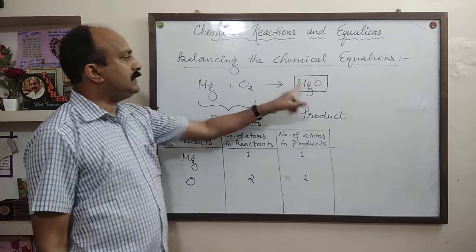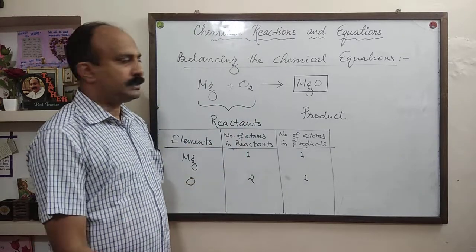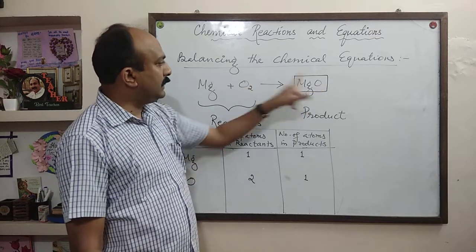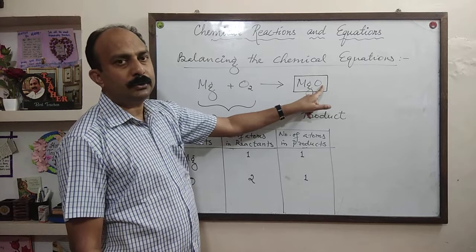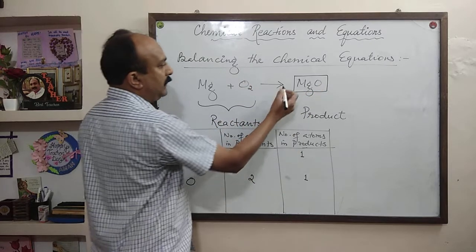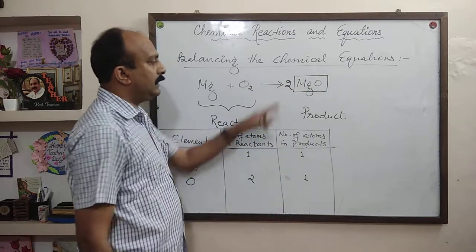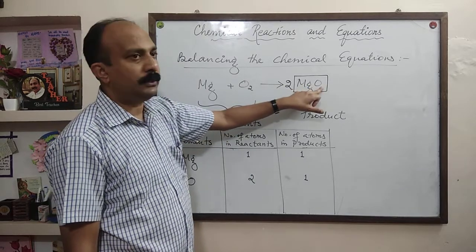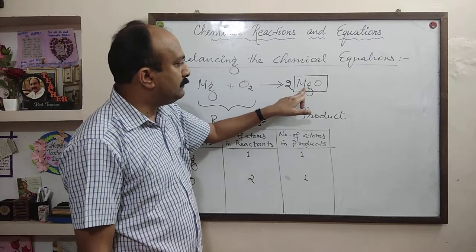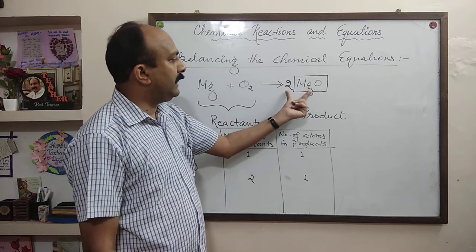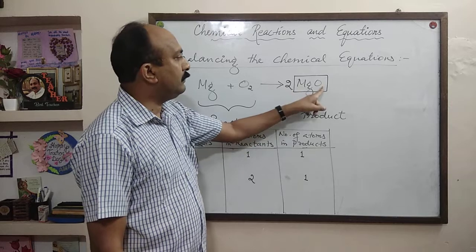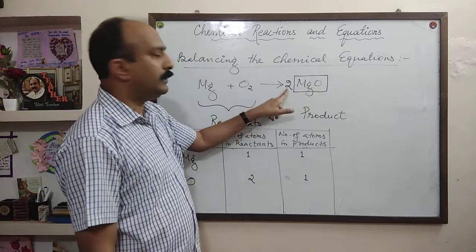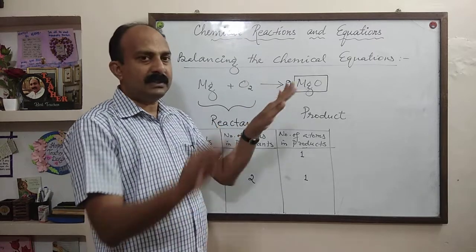Now, let's see. Mg, right on both sides, equal. O2 and O1, this is the problem. Here it is 2, here it is 1. So how can we make it also 2? As I told you, a number can be given only on its left side. Okay, I am giving 2 here. So now how will you count the number of atoms of Mg and O? This 2 is applicable for both Mg and O. Now what is the number of Mg atoms? 2. What is the number of O atoms? Also 2. Here it is O2, here also now it is O2. The number of oxygen atoms is balanced.